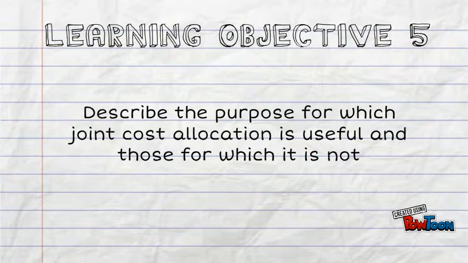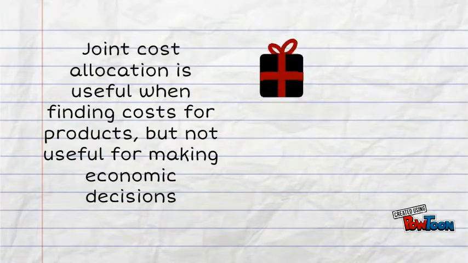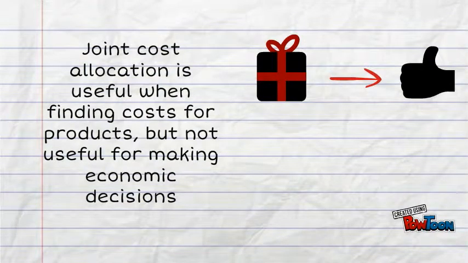Learning Objective 5. Describe the purpose for which joint cost allocation is useful and those for which it is not. Joint cost allocation is useful when finding costs for products, but not useful when making economic decisions.